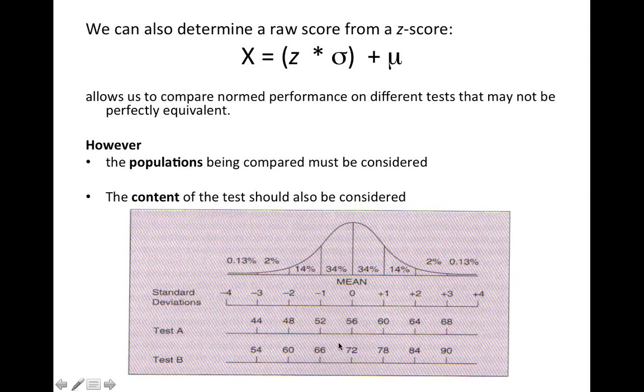And what I can do in this case is, regardless of what the average is, I can always convert scores on test A to what they would be on test B. And likewise, I can take the scores on test B and convert them to what they would be on test A. I need to make sure that the populations are consistent, and I also need to make sure that the content of the test is also consistent.